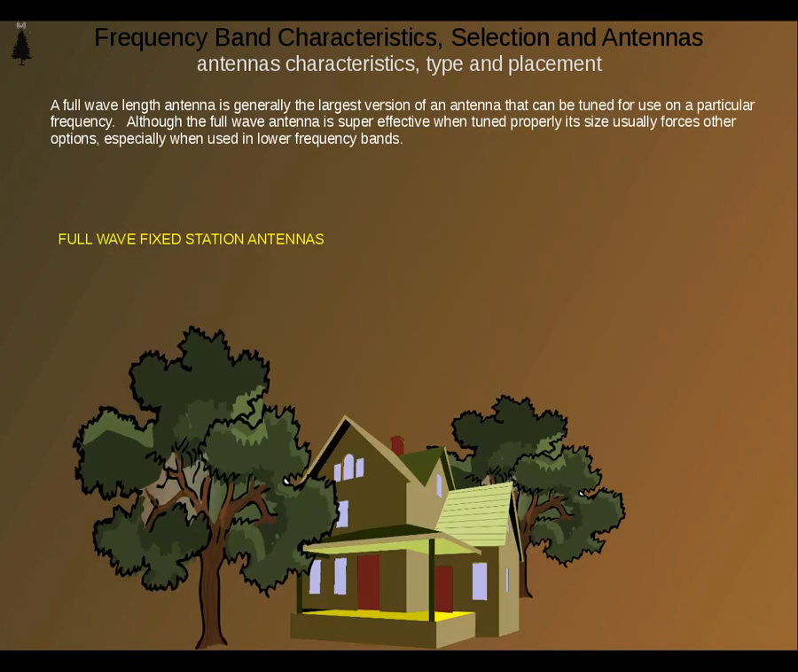A full wavelength antenna is generally the largest version of an antenna that can be tuned for use on a particular frequency. Although the full wavelength antenna is super effective when tuned properly, its size usually forces other options, especially when used in lower frequency bands.